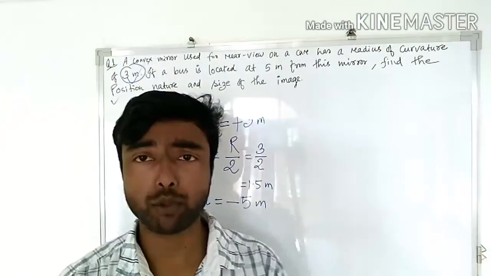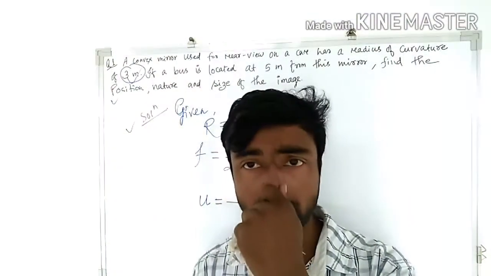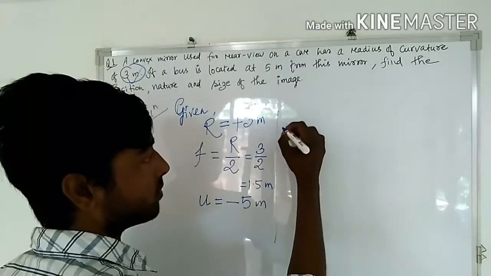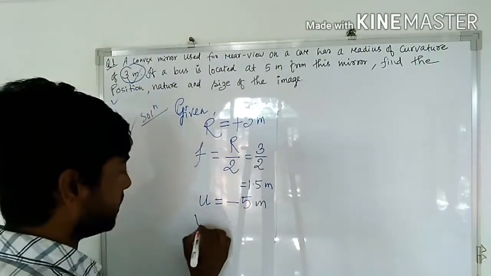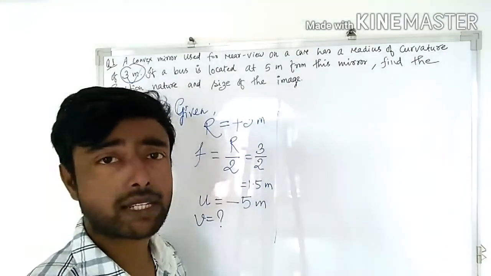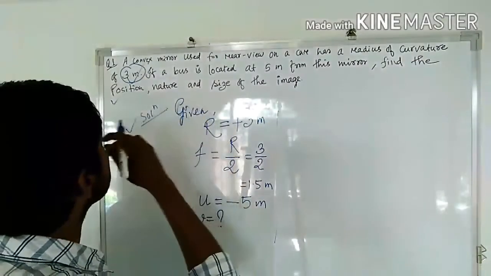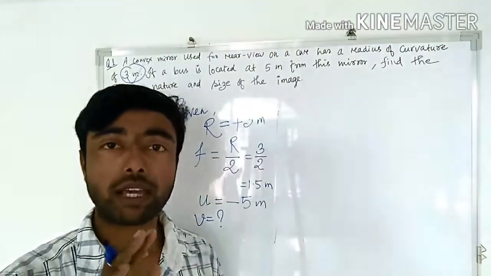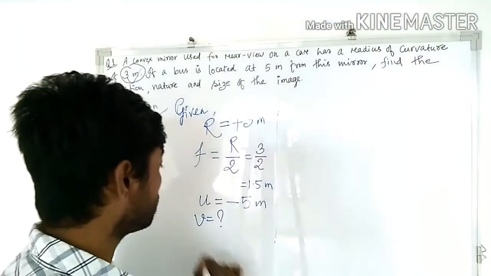Where the image will be, that position you need to calculate. So to find out that position, what is needed here? V is equal to what? V is the image distance you need to calculate. And what else? Nature and size. Size we will calculate afterwards. Let me find out V first.